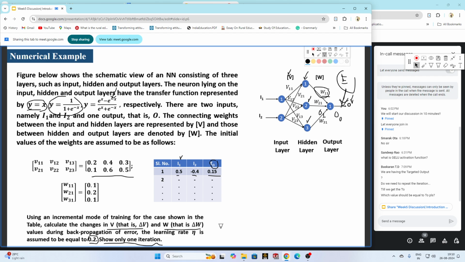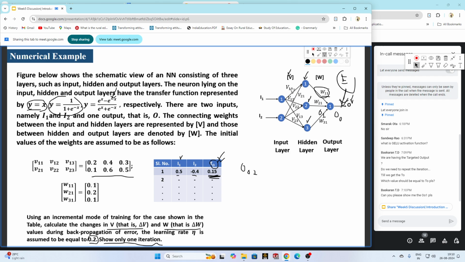Which value should be equal to TO? TO, the target output, is already given, right? 0.15. Your inputs are given and the target output is given. Now you have to find out your predicted output, O1. Once you have the target output and predicted output, you can get the error. Now you have to differentiate that error with respect to this weight and this weight, so that you can get the change in weight. Once you get the change in weight, you have to update the weights. Is it clear?